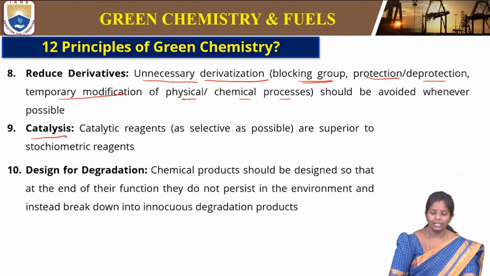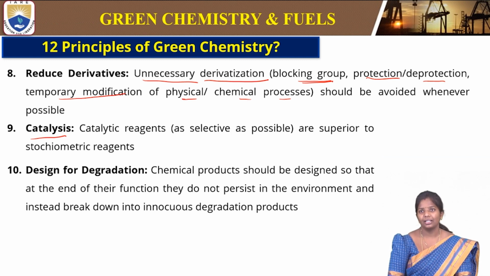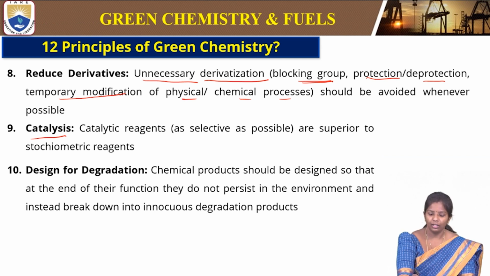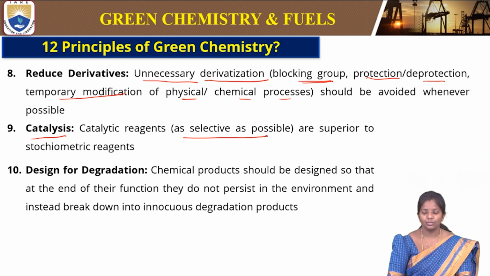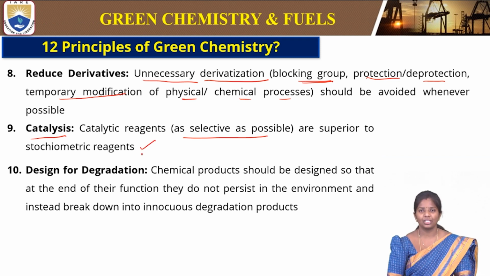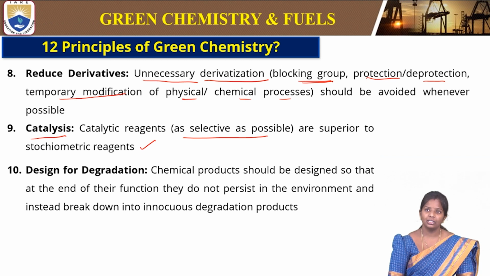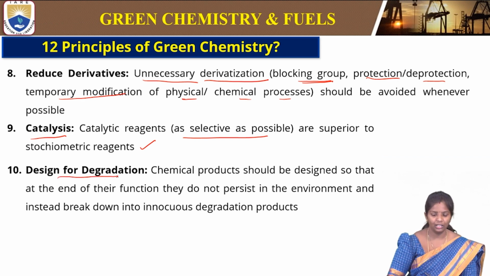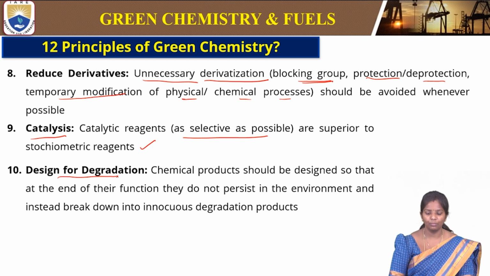process time will be reduced and the cost of the process also reduces. Then catalysis. Catalytic reagents are used to speed up the reaction or for the reaction to take place. So, as selective as possible, they are superior to stoichiometric reagents. So we have to selectively consider the catalytic reagents so that we get good stoichiometry in the final product.